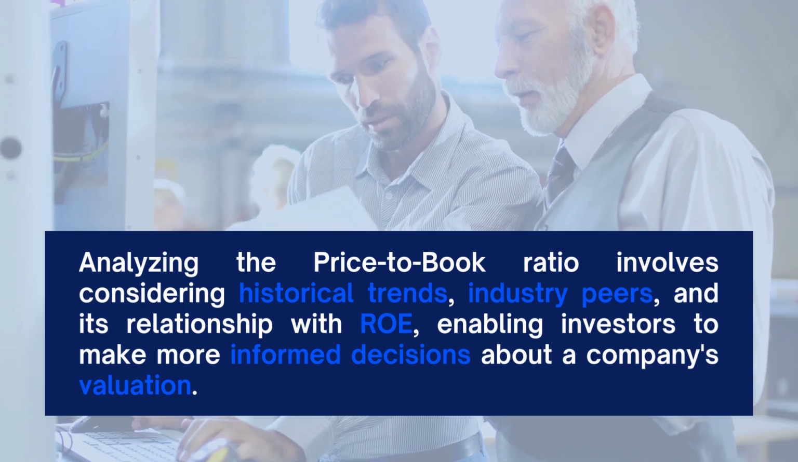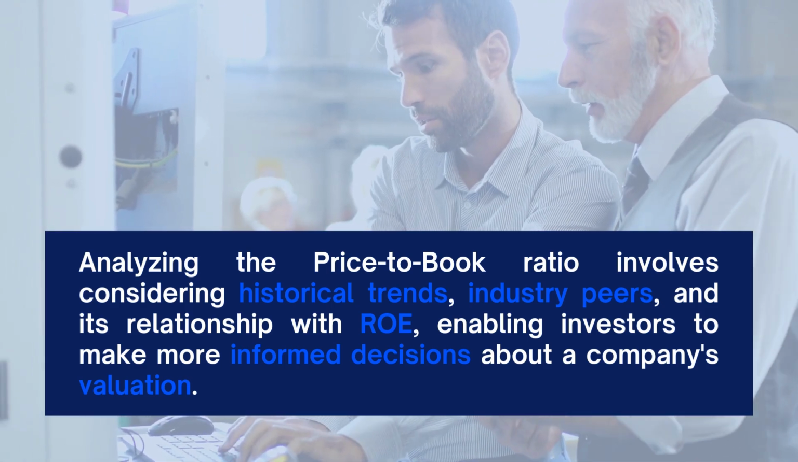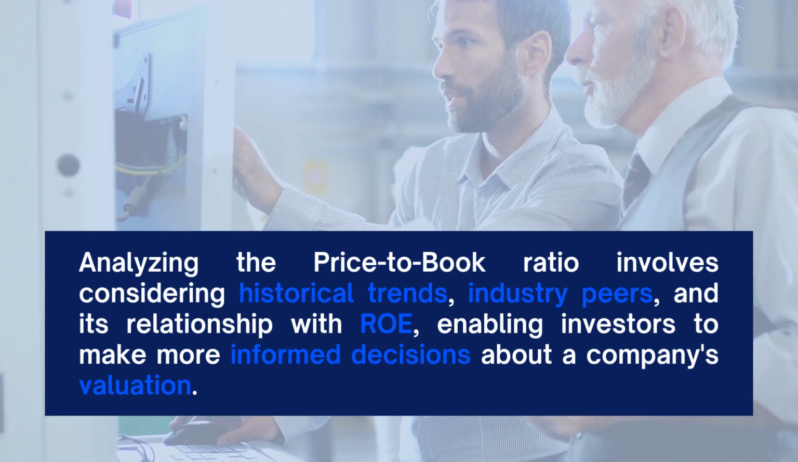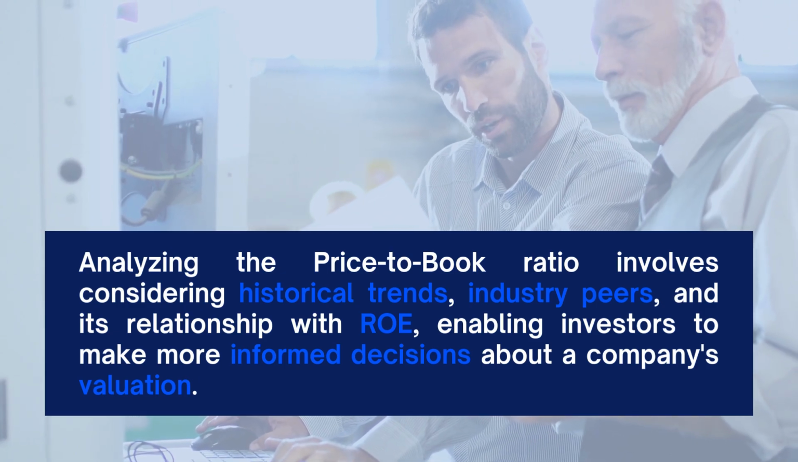Conclusion. Analyzing the price-to-book ratio involves considering historical trends, industry peers, and its relationship with ROE, enabling investors to make more informed decisions about a company's valuation.